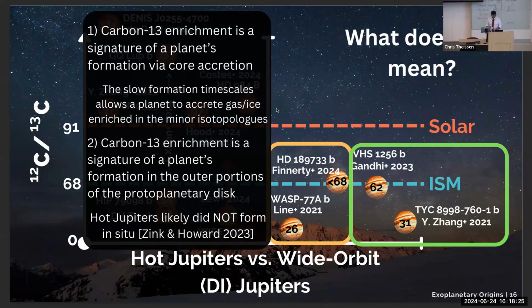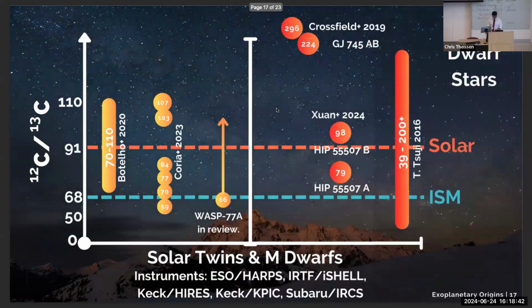But without a host star measurement, it's really difficult to contextualize the extent of a companion's carbon-13 enrichment. And unfortunately for us, most of these host stars don't have complementary isotopolog ratio measurements, and it's often difficult to make them in the stars just because of the nature, and we'll talk about that a little bit later.